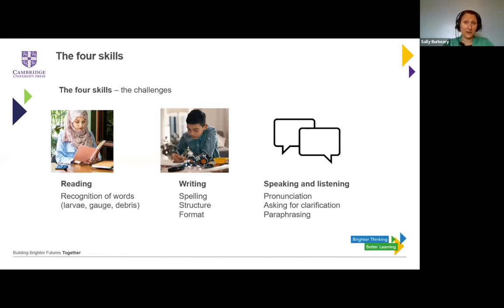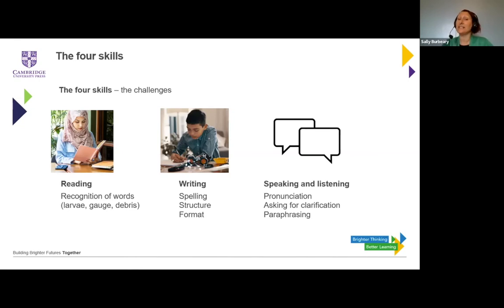Structure, we've talked about quite a lot already. So, do they have the structure to be able to write their ideas? And it could be the format as well. So, do they have to write notes? Are they expected to write maybe a deeper, essay type explanation?